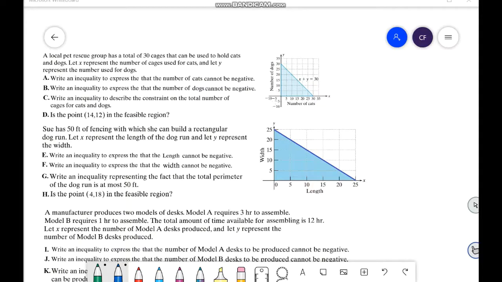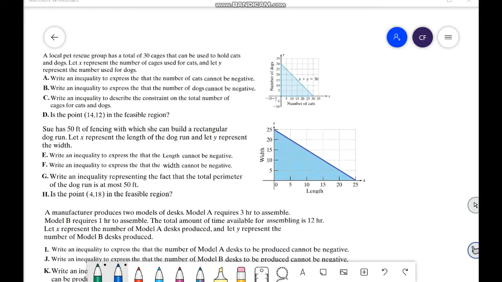The puppies. Look at this first problem. It's all about pets and puppies. A local pet rescue group has a total of 30 cages that can be used to hold cats and dogs. Let X represent the number of cages used for cats, and let Y represent the number of cages used for dogs. Only one cat or one dog for each cage. Letter A, write an inequality to express that the number of cats cannot be negative.